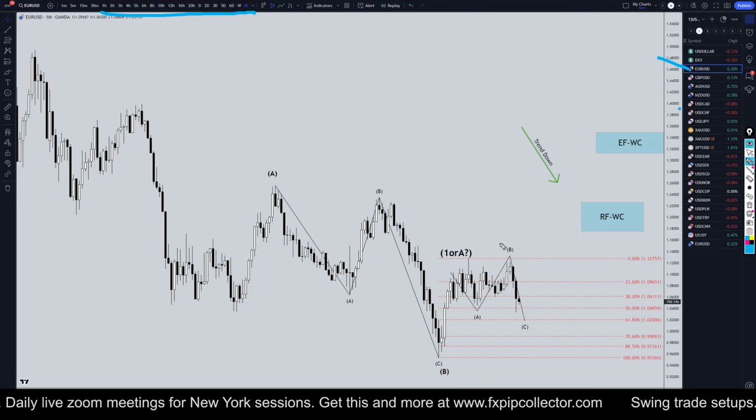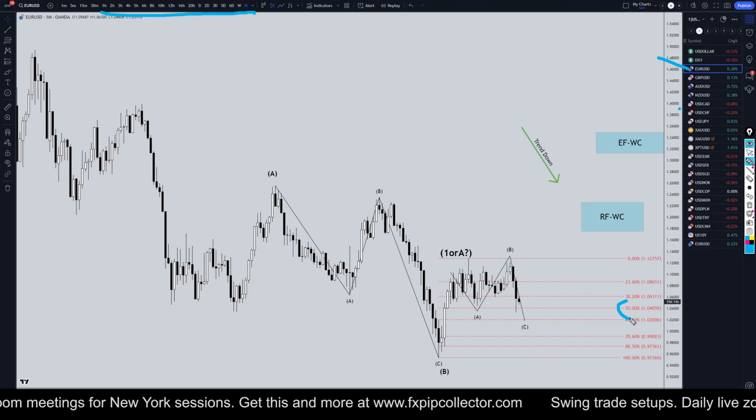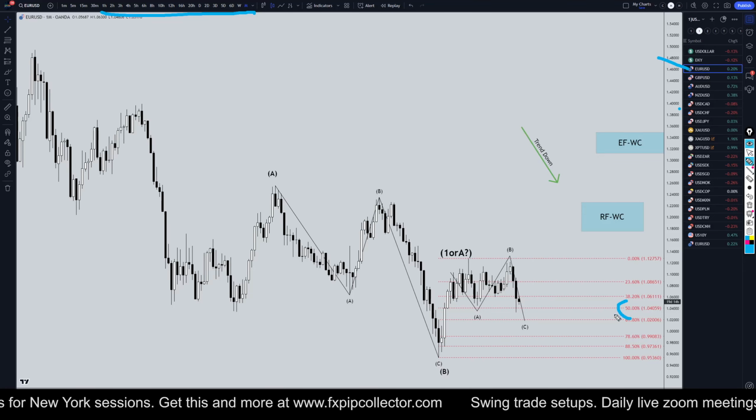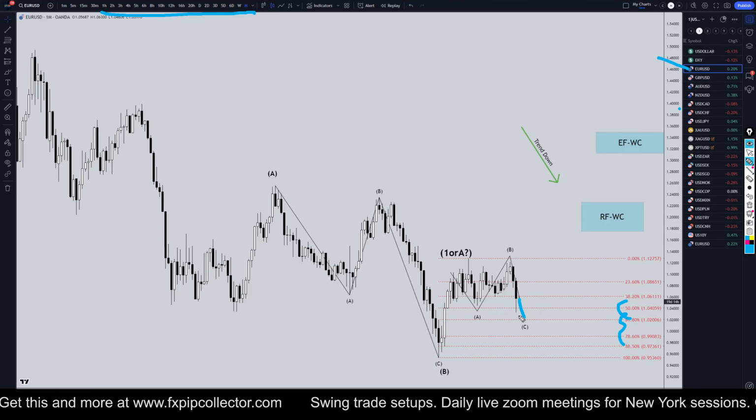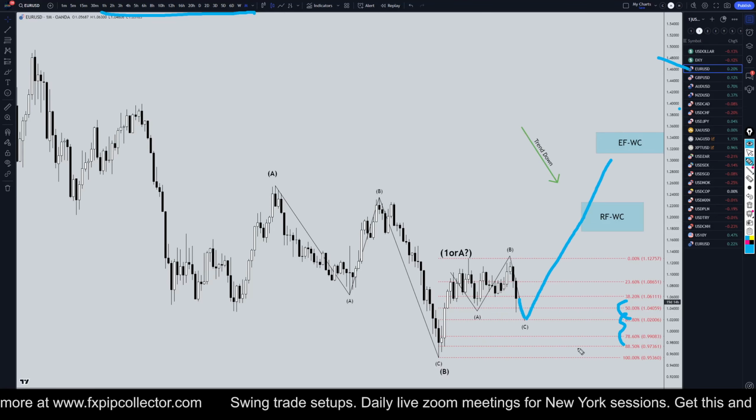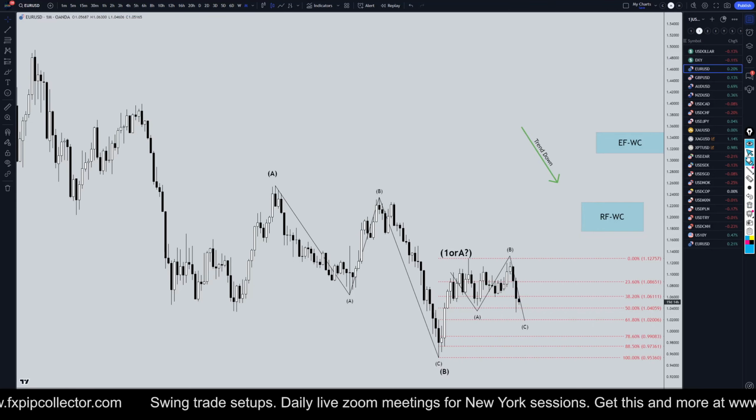So, on the Euro dollar monthly, we are sitting at the 50%. We don't really know whether this level is going to hold or not. It definitely could go down to any one of these Fibonacci levels before it actually does make the bigger push to the upside that we've been waiting for.